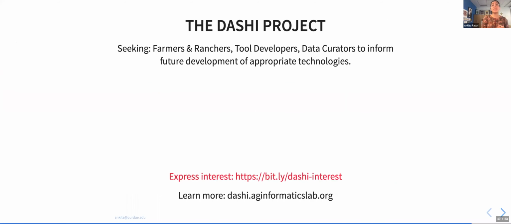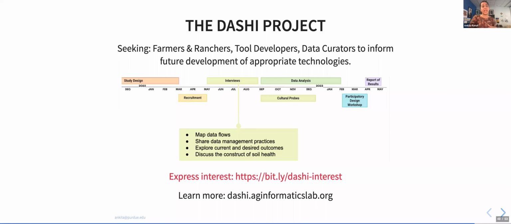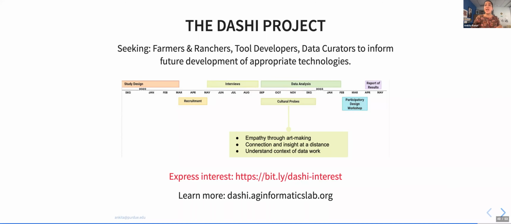And so in this particular study, we're actually going to be working with farmers and ranchers for the most part to begin with, and then eventually tool developers and curators to inform the future development of these appropriate technologies. We'll be doing a whole bunch of interviews to map data flows. We'll be doing some really fun collaborative art making, is one way you can think about it, and this is through cultural probes. We'll actually be sending out little kits with cameras and worksheets and maps so that we can try to understand the context of data work.